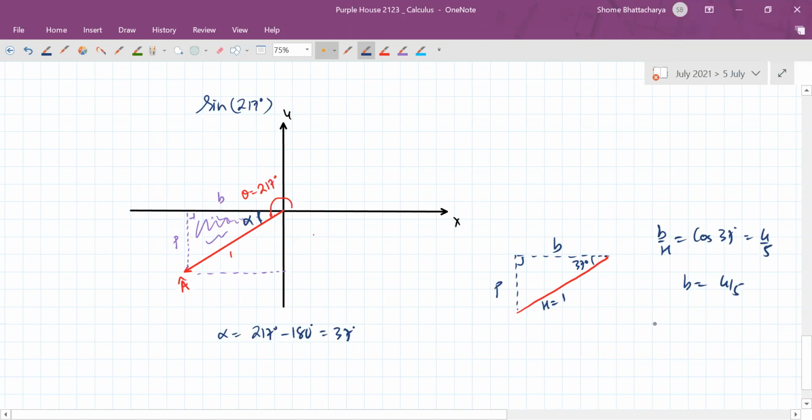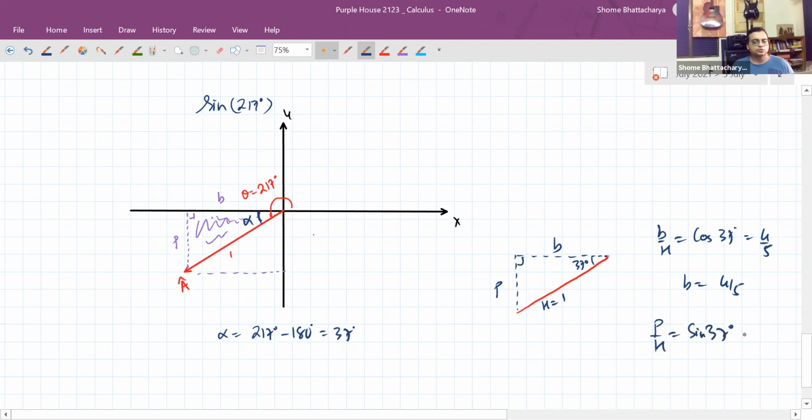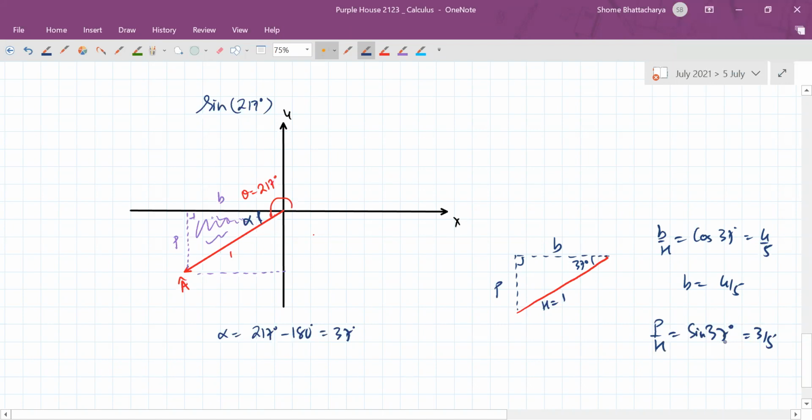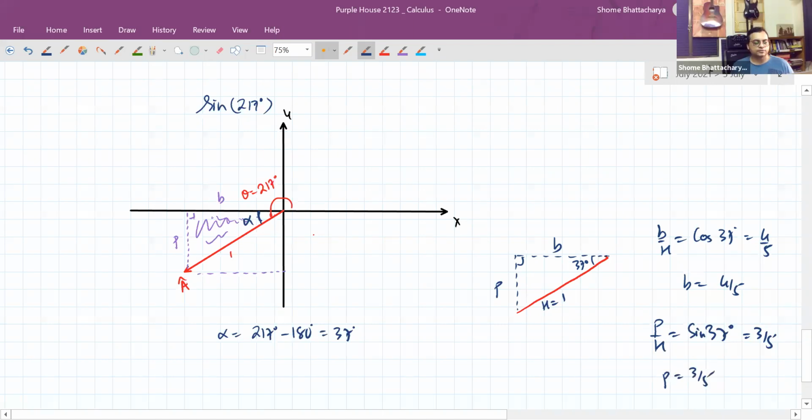And perpendicular upon hypotenuse should be how much? Sine 37. So how much is that? 3 by 5. These values I have to remember. So the perpendicular is directly equal to 3 by 5. Okay, so now let us come back to this unit vector.